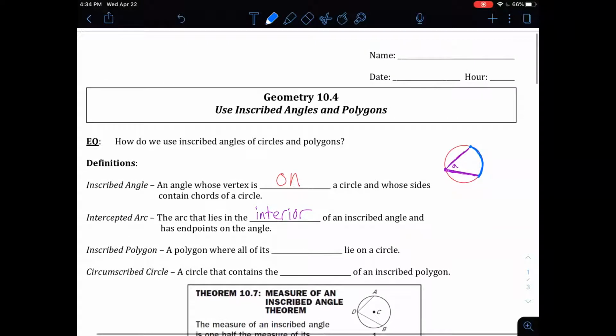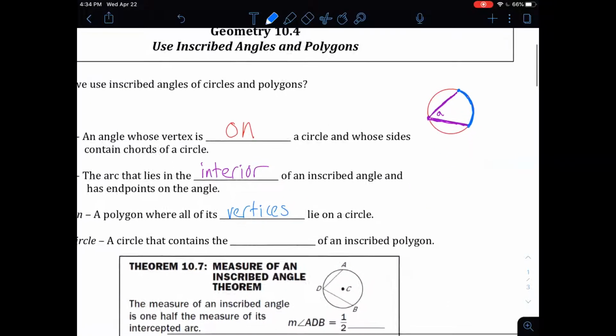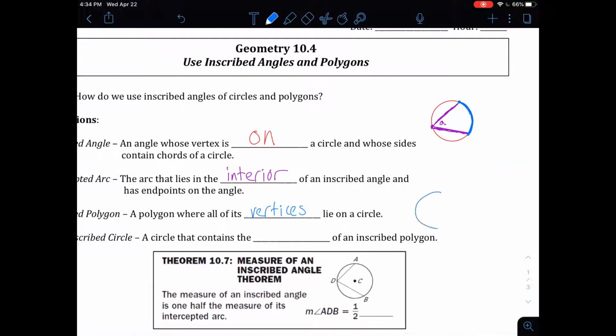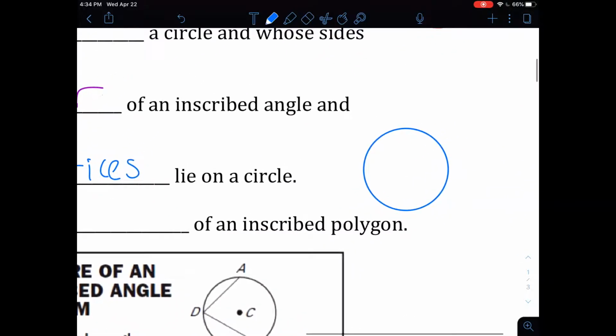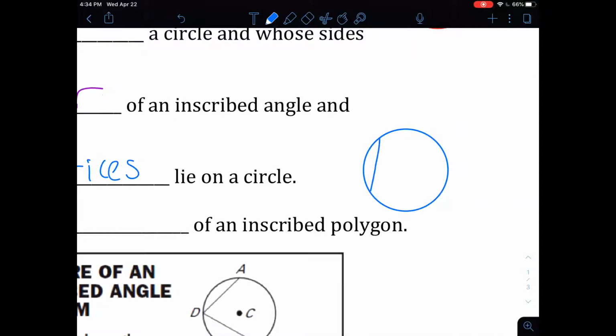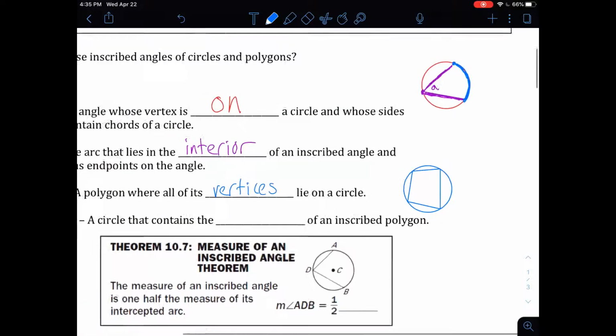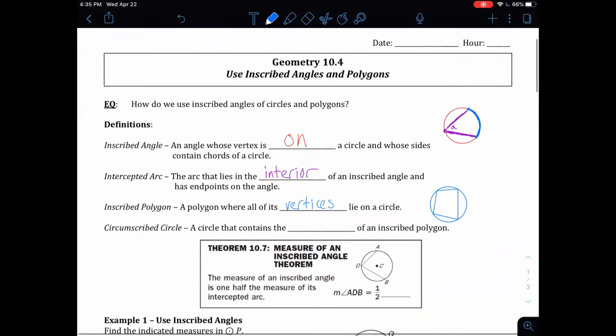An inscribed polygon is a polygon where all of its vertices lie on a circle. An inscribed polygon is a little bit harder to draw. Let's see if we can do it here. An inscribed polygon is going to be just any kind of polygon whose corners are on the circle like that. That's an inscribed polygon. Okay?